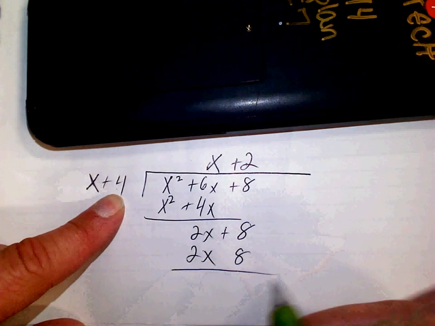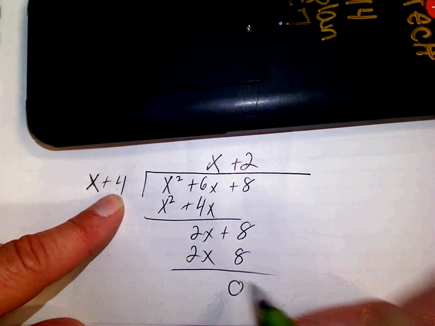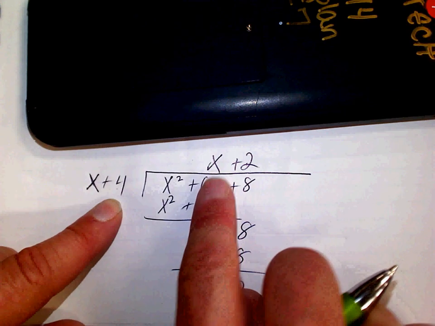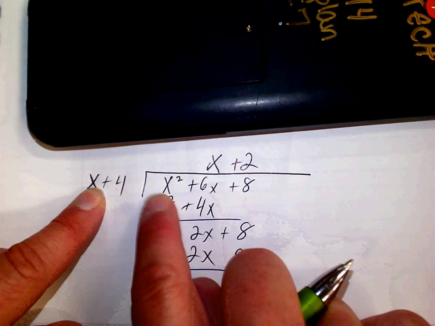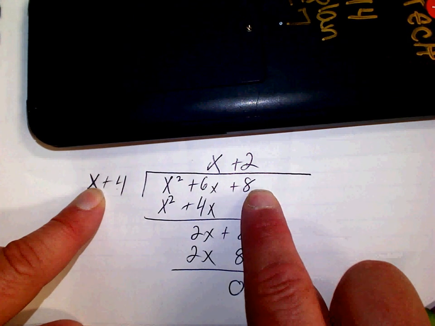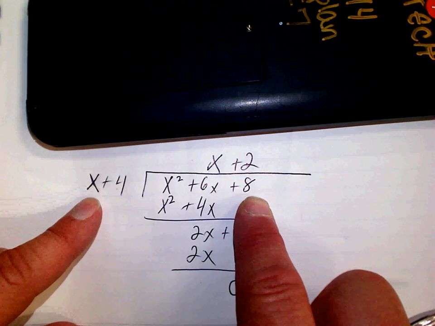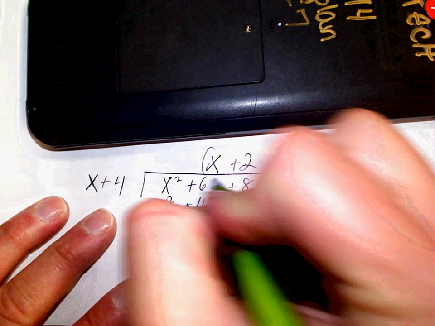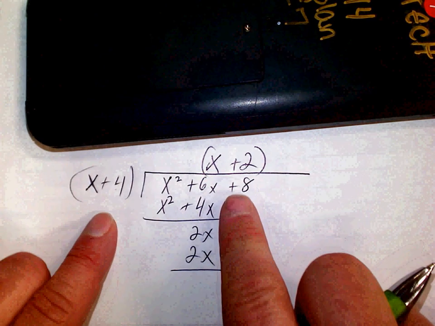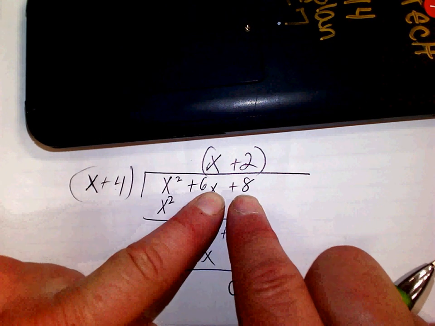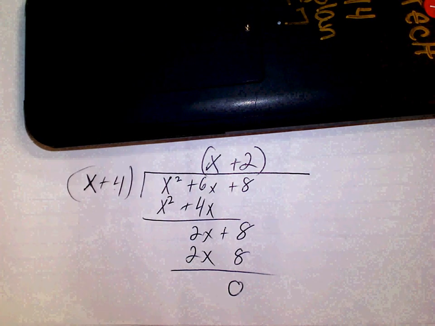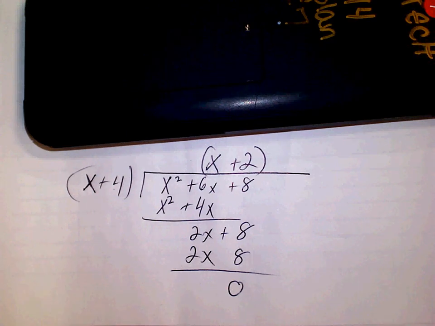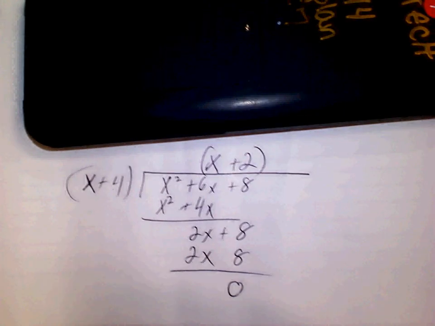What's the remainder? 0. So you can conclude that x plus 4 divides evenly into x squared plus 6x plus 8. You can also say that that is a factor and that is a factor of x squared plus 6x plus 8. You all agree? Those are factors. That's long division. On your homework today, there's 2 of them that say do long division. I don't care if you do long division or if you do synthetic division.